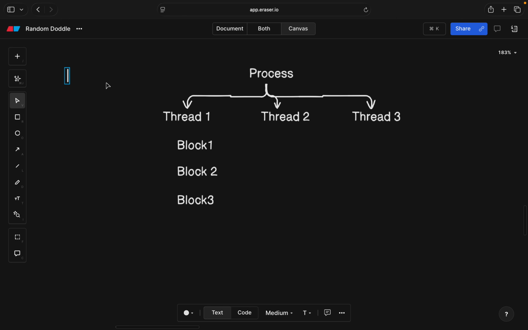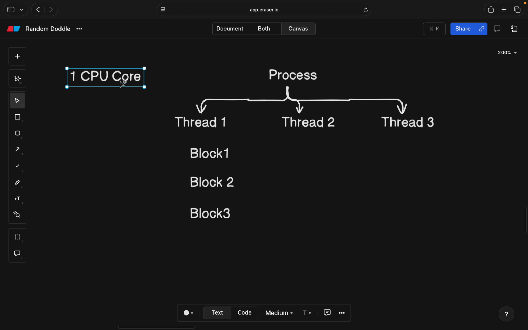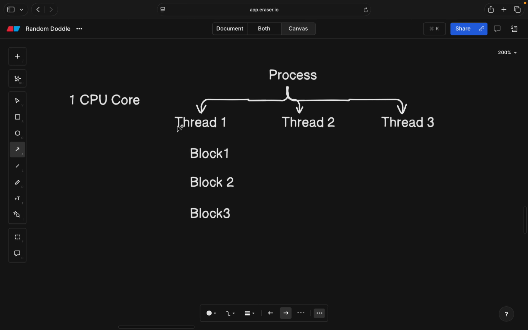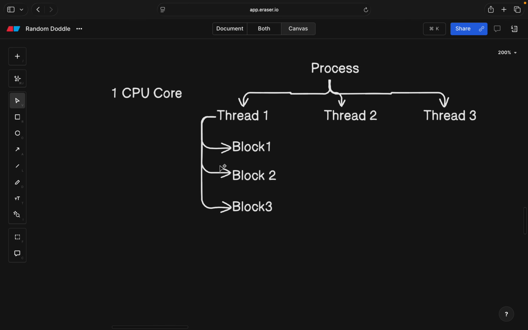Now we just have one CPU core with us. The thing with a core is that a core can only execute one thread, or work with a single thread, at an instance. At an instance, to be emphasized. So now our one core will come. We have multiple blocks over here, within a single thread. Let's zoom in there and work with that.